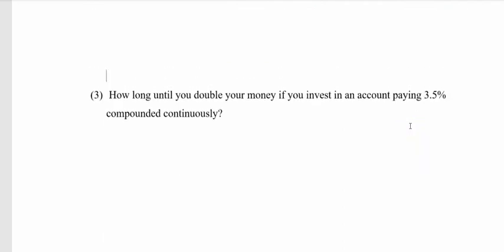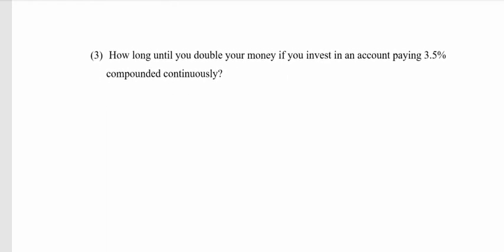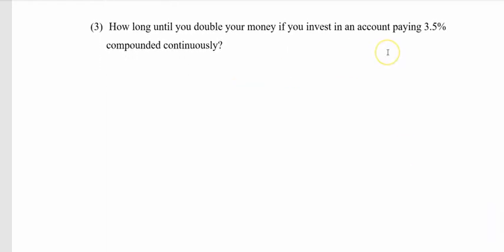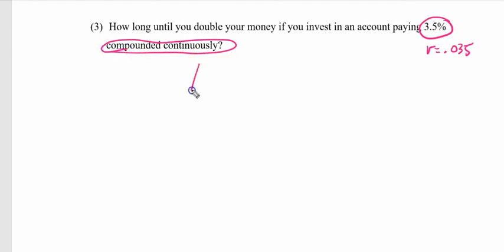Okay. All right. And let's look at the last problem. Now, a lot of students will think you don't have enough information to do this problem. Okay. But we do. So let's have a look. My R is going to be 0.035 and compounded continuously. The formula I will need is this. And how long means you have to find T.